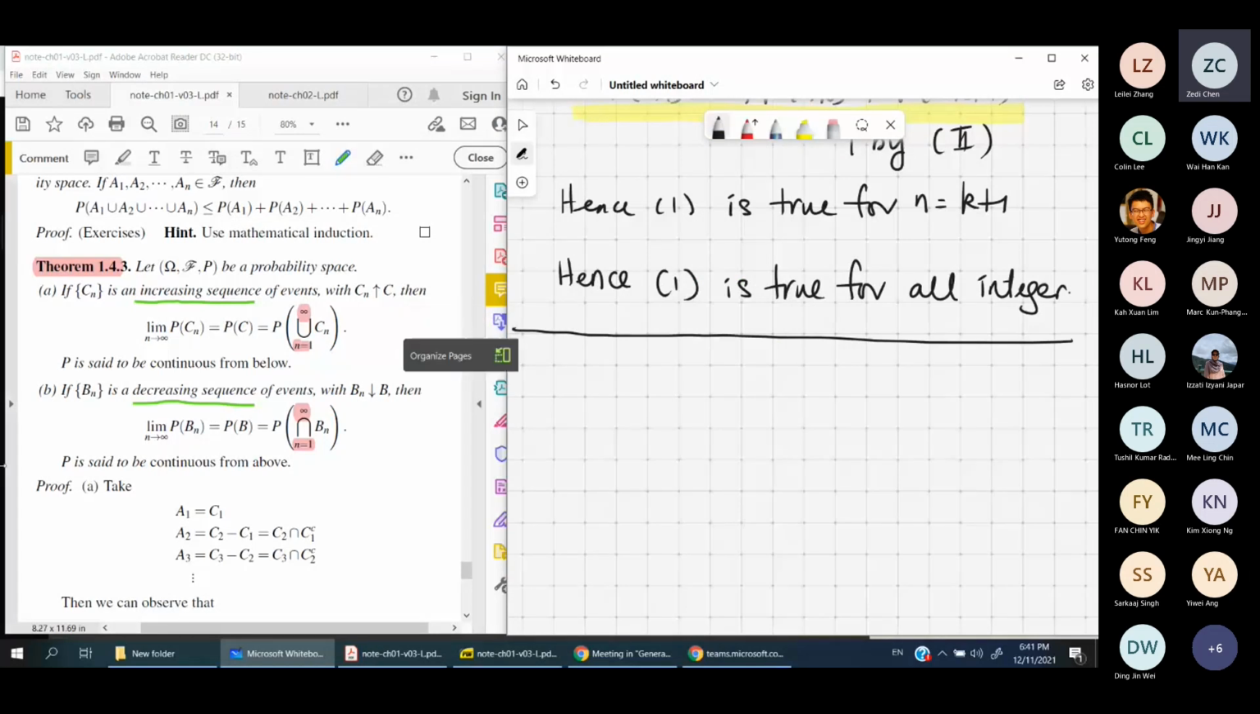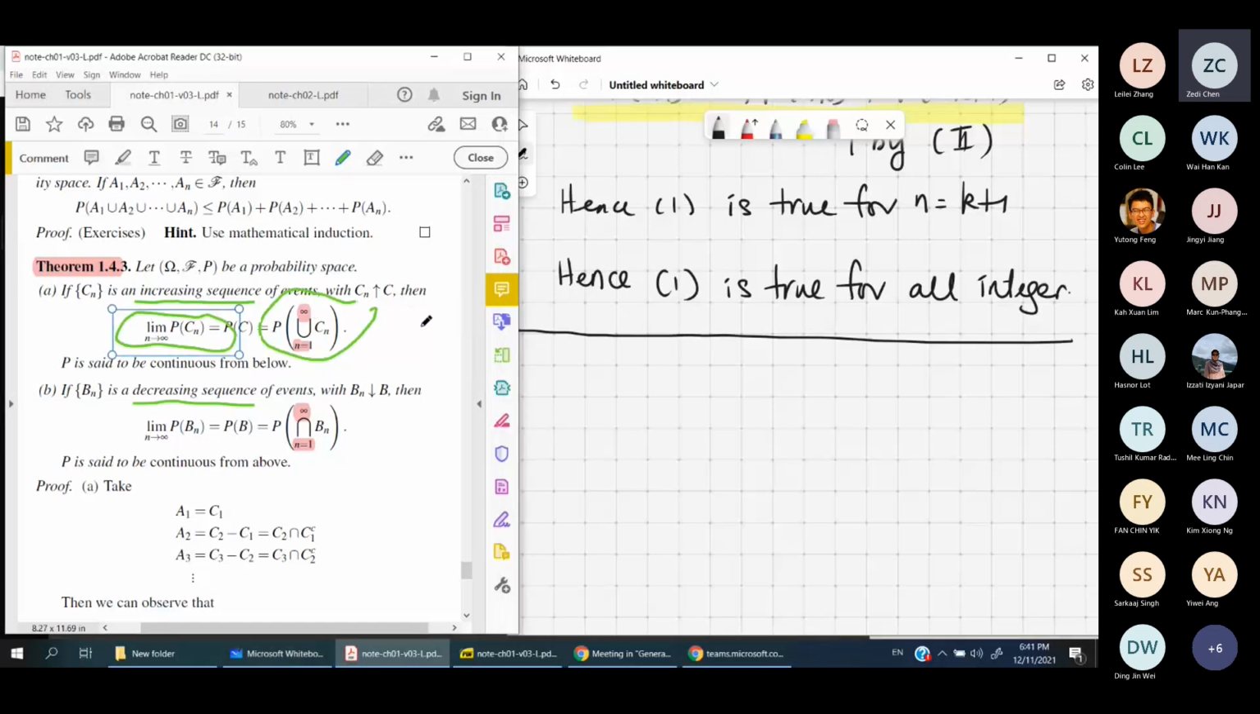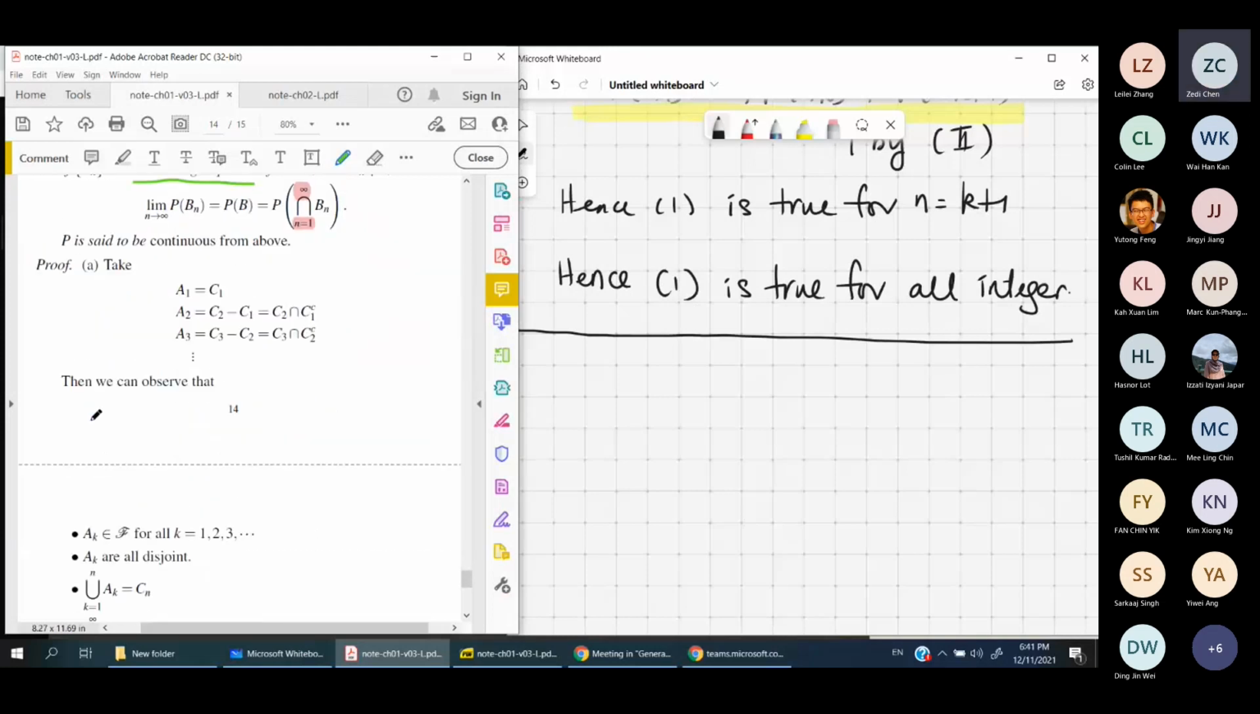Right, so let's look at our setting. First of all, Cn is an increasing sequence, so that means getting larger and larger. So we want to verify this: the limit for this is equal to this. Don't mess up. Okay, so let's look at the procedure here.